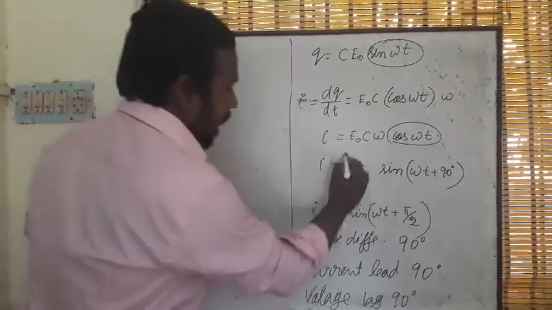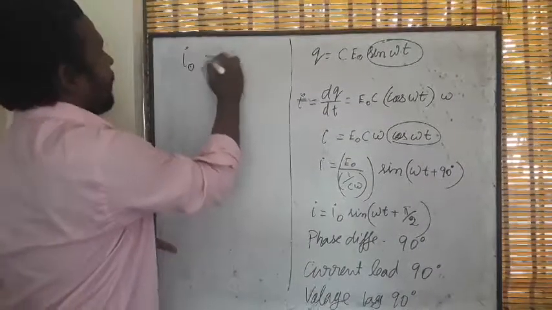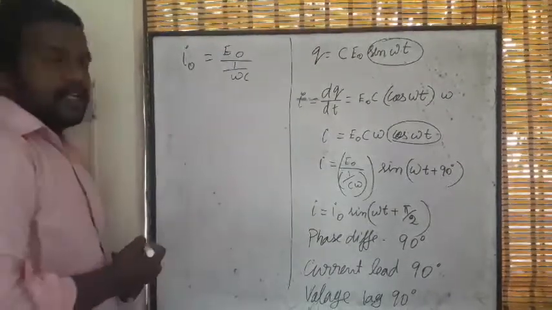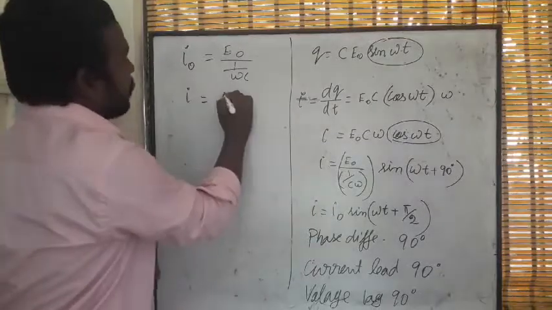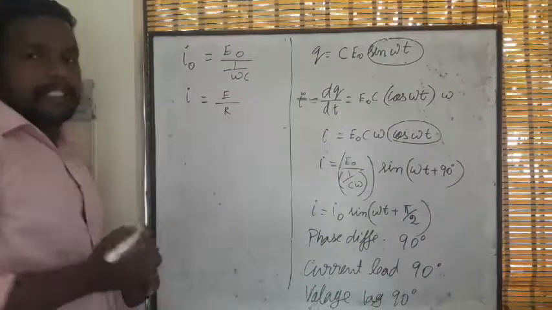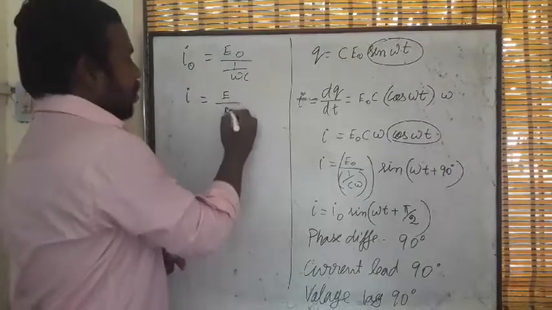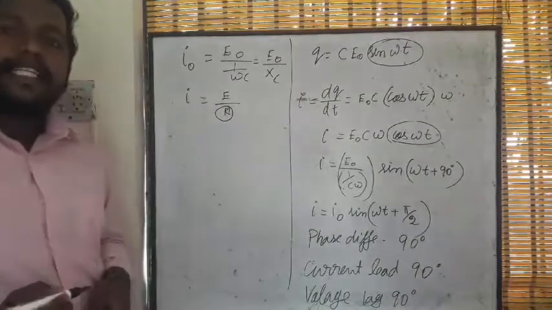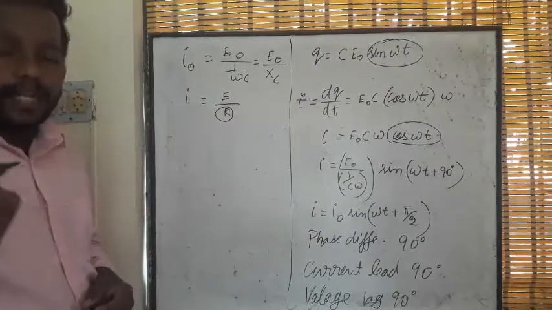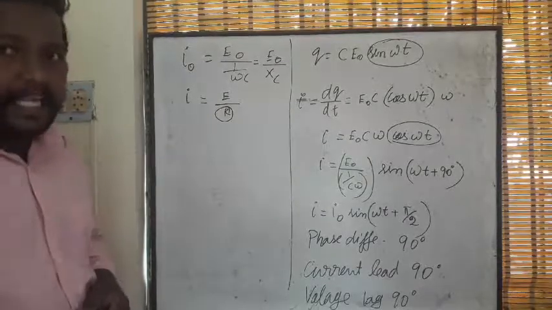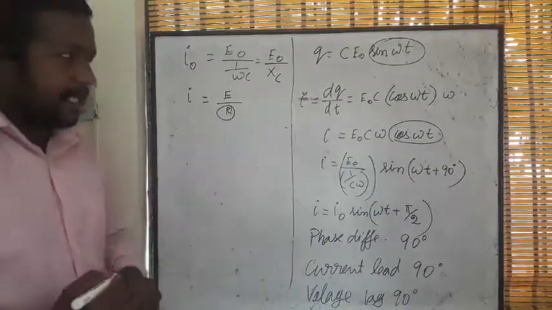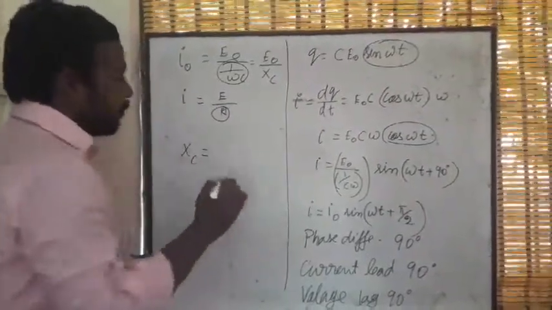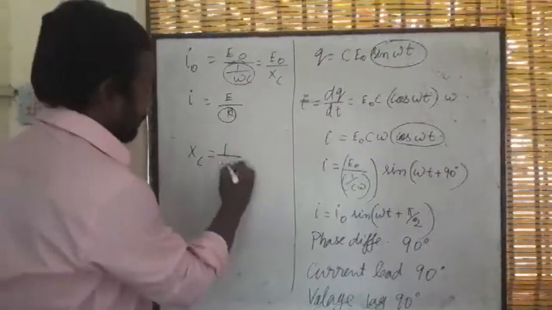As I wrote, I naught is E naught by 1 by omega C. According to Ohm's law, I is equal to E by R or V by R, where E is representing voltage. So here R is going to be E naught by XC. XC is the capacitive reactance, a resistance produced by the capacitance. XC is equal to 1 divided by omega C.